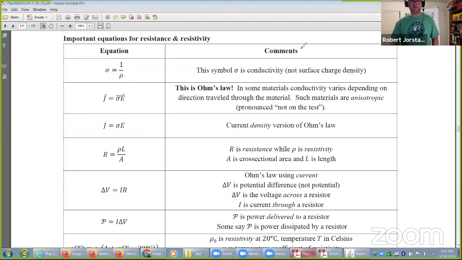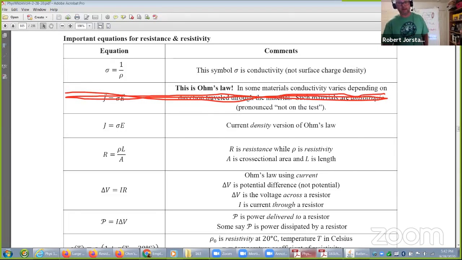Let me clear this out. So this one, if you really had to, you could just scratch it out and not read it again. All right. This is one version of Ohm's law. This is another version of Ohm's law. These are the more common ones. So Ohm's law basically is a relationship between voltage and current. Well, you could also think of that as being a relationship between current density and electric field. They're very, very similar.